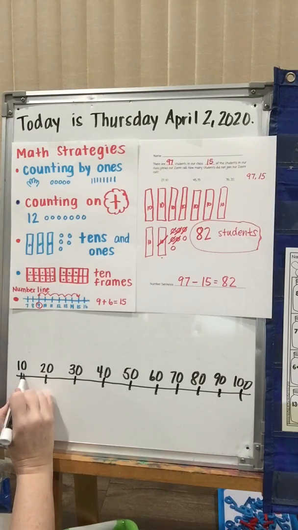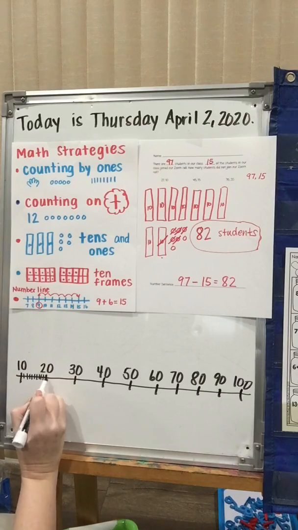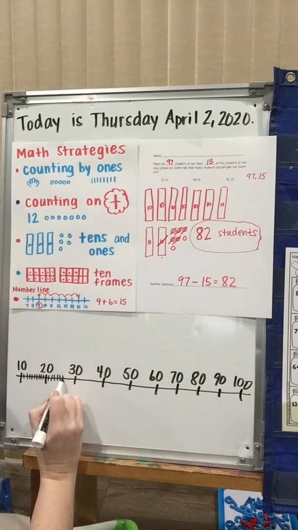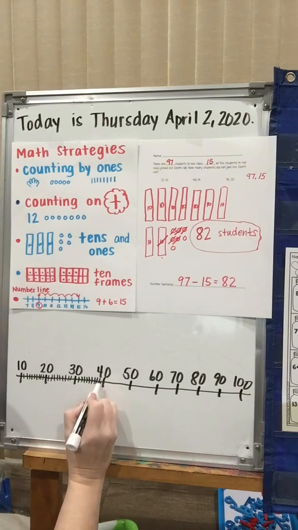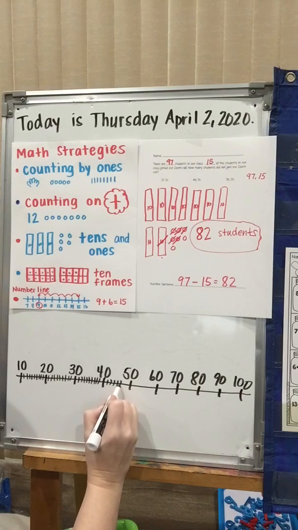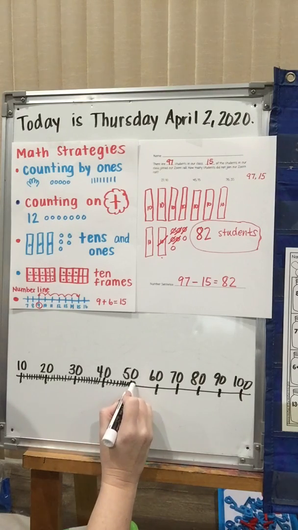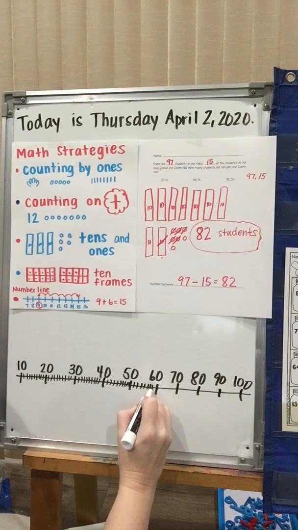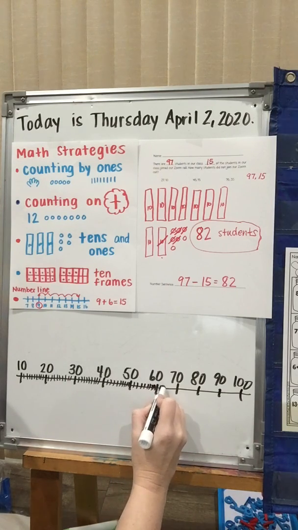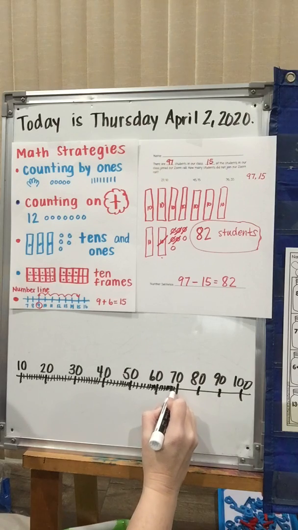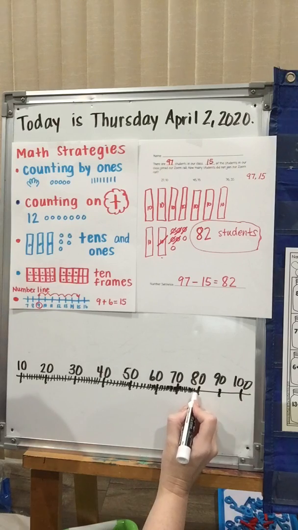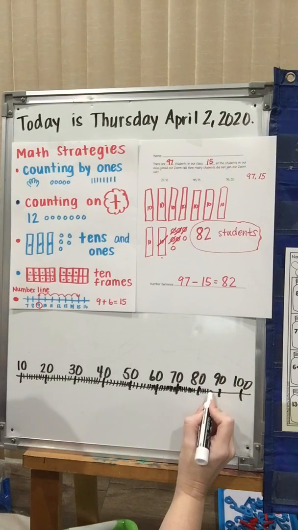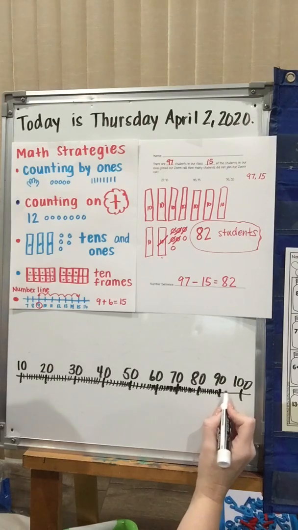But it's like 10, 11, 12, 13, 14, 15, 16, 17, 18, 19, 20, 21, 22, 23, 24, 25, 26, 27, 28, 29, 30, and so on, counting by ones through 40, 50, 60, 70, 80, 90, 91, 92, 93, 94, 95, 96, 97.